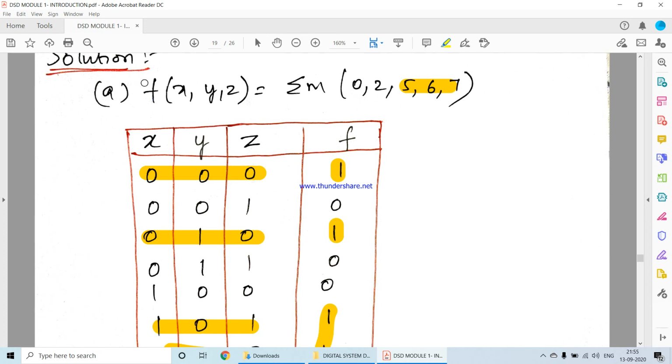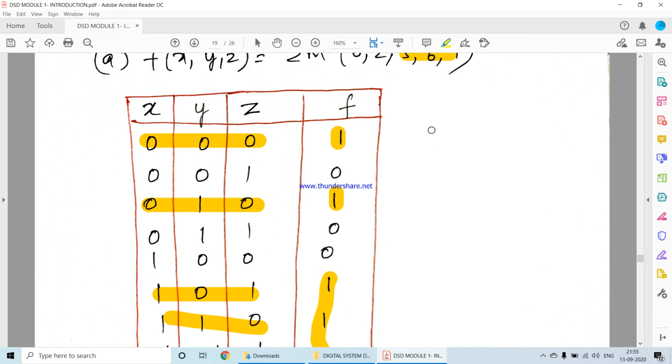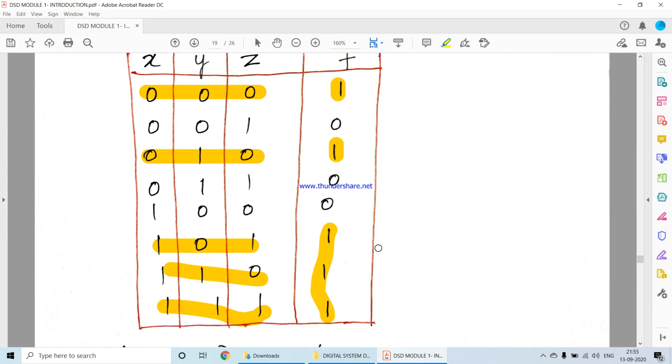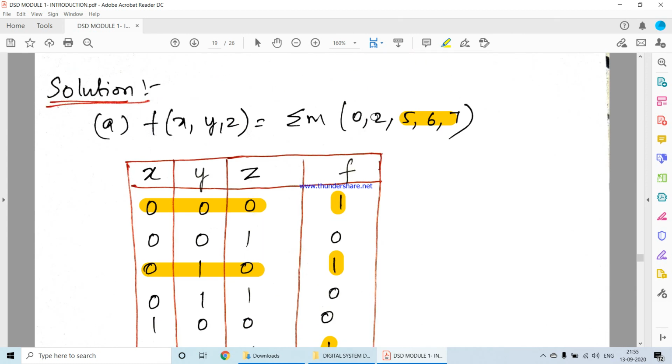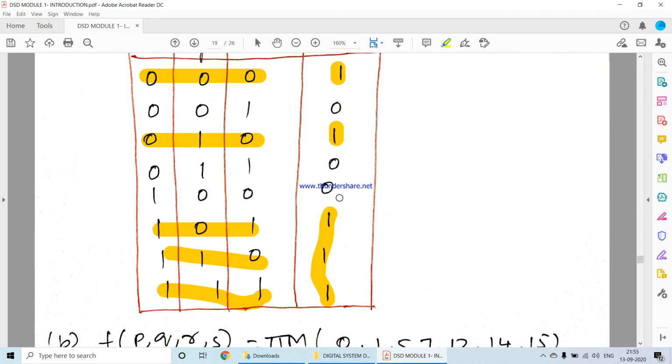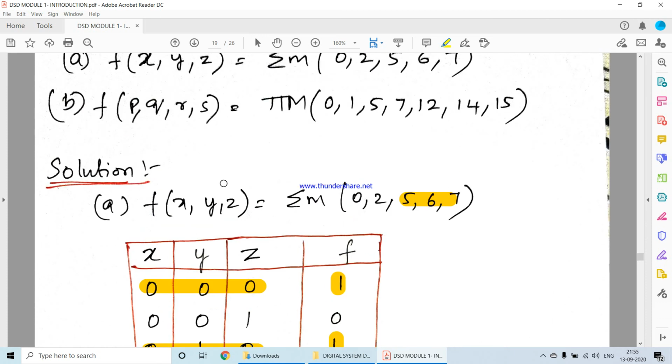Okay, I'll repeat. For a 3 variable function, take all entries from 0, 0, 0 till 1, 1, 1. All entries you write. Then you see the entries inside the summation m bracket. Whichever entries are there here, you take those entries as 1. And those entries which are not present here will take 0. So here we don't have 1, 3 and 4 and all other entries are there here. So 1, 3, 4 will take 0 and all other entries will take 1. This is how you construct the truth table by looking into the function.